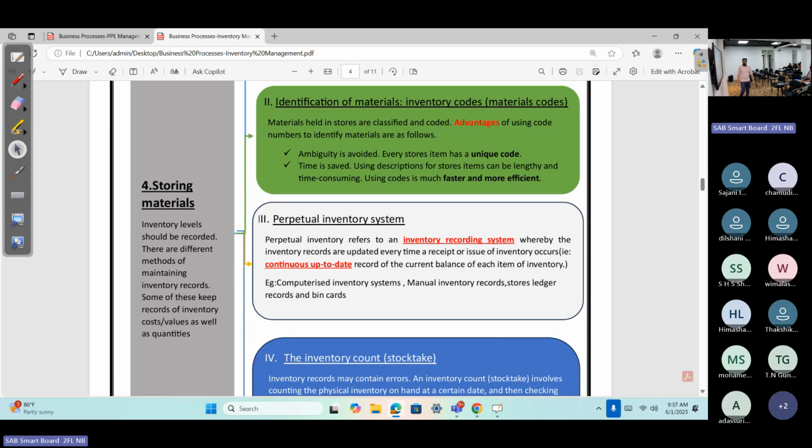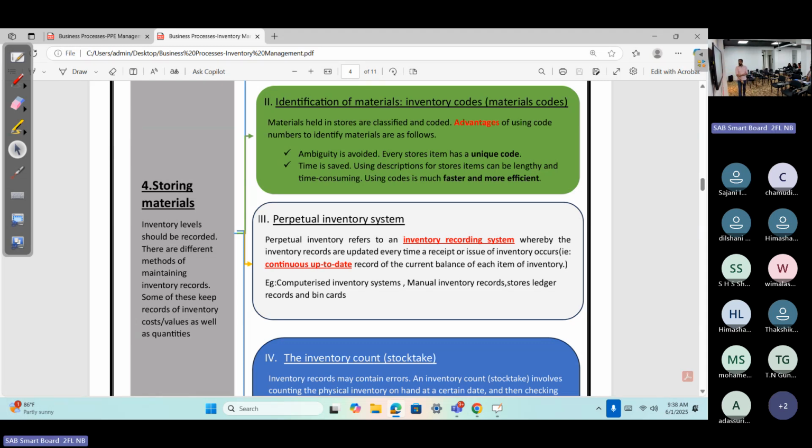Third one, the storing materials activity: perpetual inventory system. Perpetual inventory system means it's similar to bin cards. Continuous update. Inventory movements must be continuously updated. The third sub-activity in storing is the perpetual inventory system, which means continuous update. Whatever movement takes place in the inventory must be updated in the inventory system.